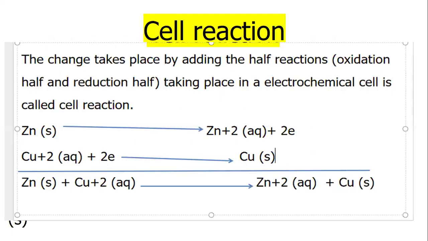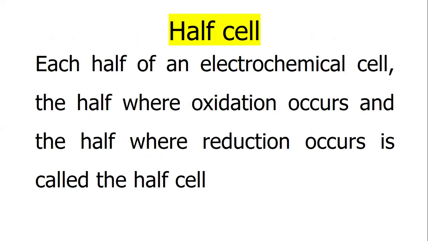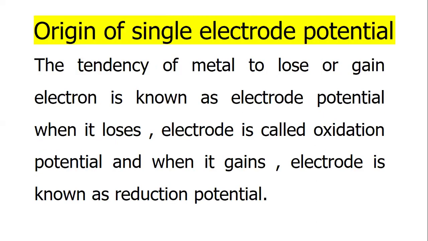Cell reaction. The change that takes place by adding the half reactions, oxidation and reduction, taking place in the electrochemical cell is called the cell reaction. Cell potential. The flow of current from anode to cathode is due to electrical pressure, which is also called driving force or cell potential of the cell. Half cell is half of the electrochemical cell. The half where oxidation occurs and the half where reduction occurs is called a half cell.